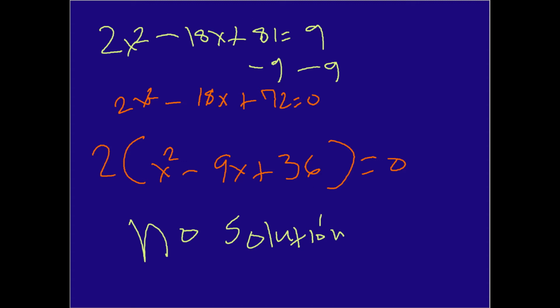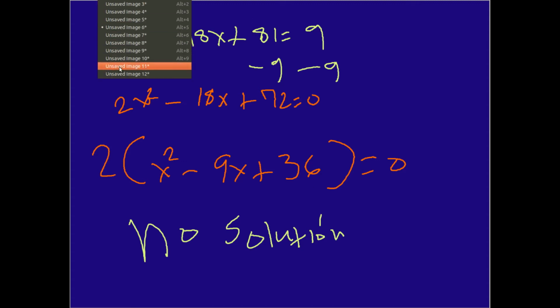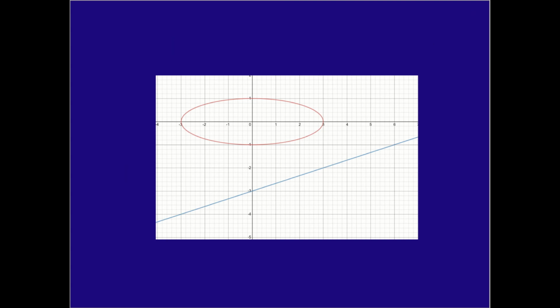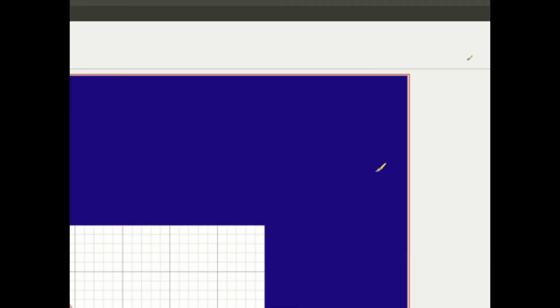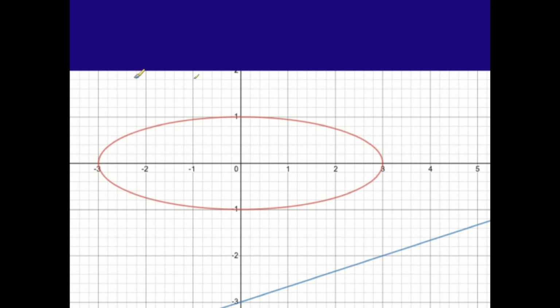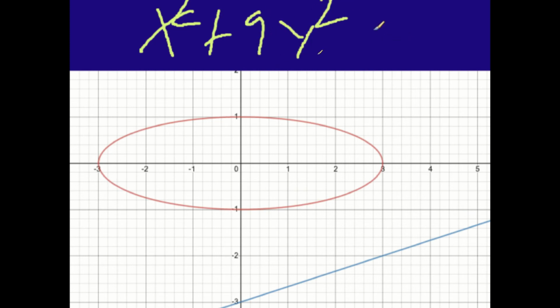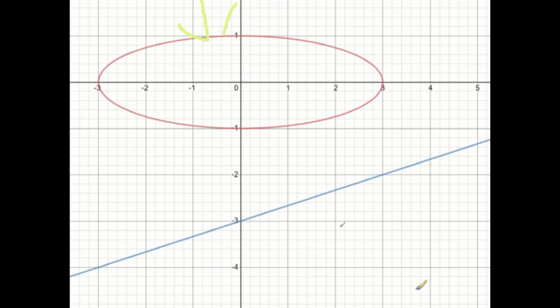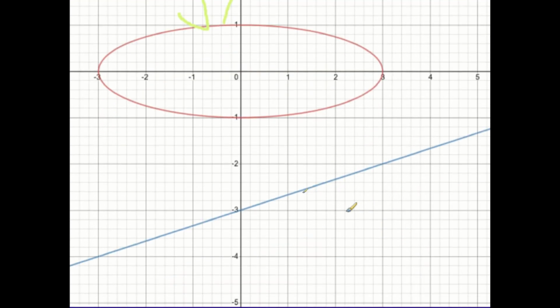Now, just to confirm that, let me show you what the graph looks like so you're able to appreciate this. So I'll zoom in for you. So here's our graph, and so here's our circle here. This is our x squared plus 9y squared equals 9 right here. And you can see it's a nice circle. That's what we would expect. And then down here we have our second guy. This is our y equals 1 over 3x minus 3.